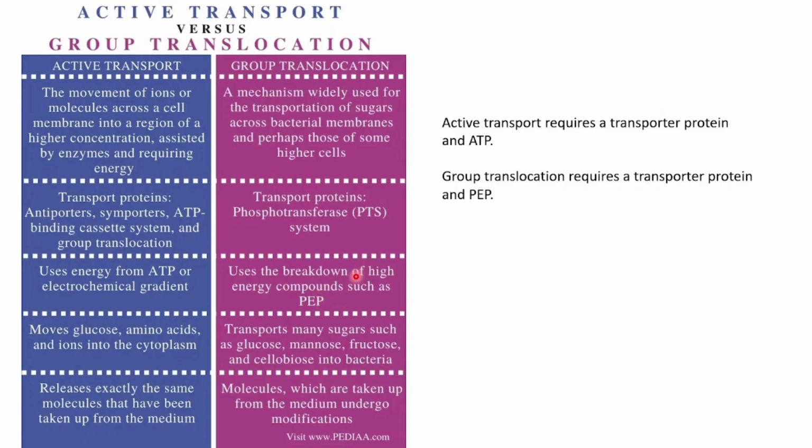In group translocation, it is breaking down a high energy compound like PEP. PEP is phosphoenolpyruvate. It is a very high energy compound. It is breaking down this compound to get the energy. For active transport, it moves glucose, amino acids, ions. Ions are charged; glucose and amino acids are also moving. Group translocation, as I said, is very specific to sugars. They transport many sugars like glucose, mannose, fructose, all of these are sugars. And then active transport releases exactly the same molecules that have been taken up from the medium. For group translocation, molecules which are taken up from the medium might undergo modification. These are the differences between active transport and group translocation.